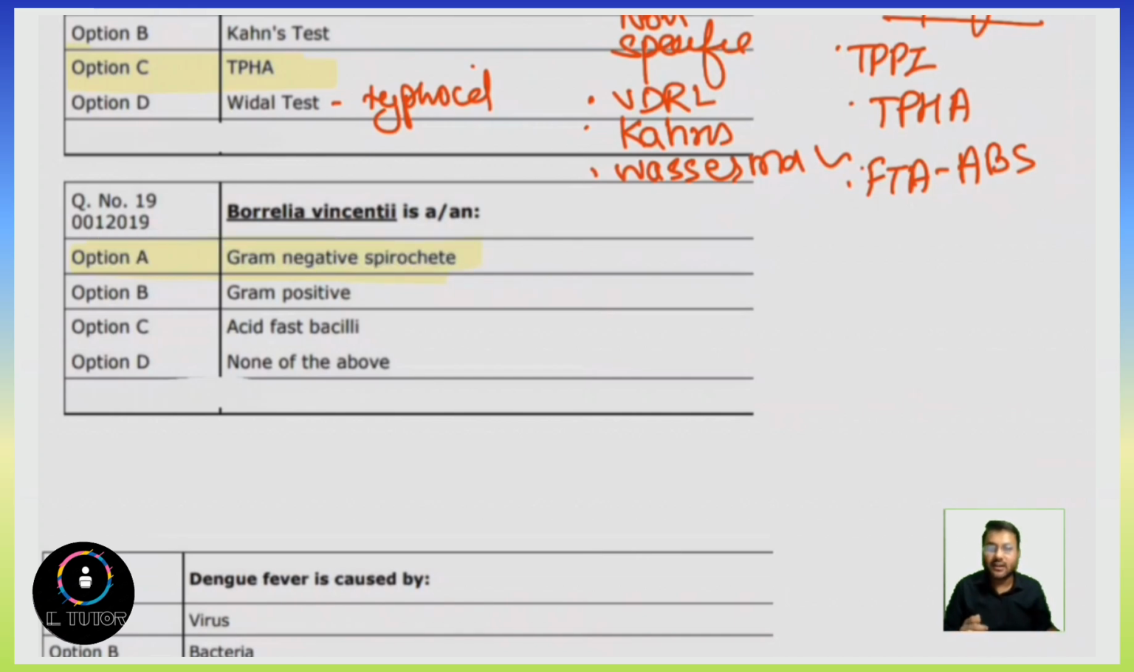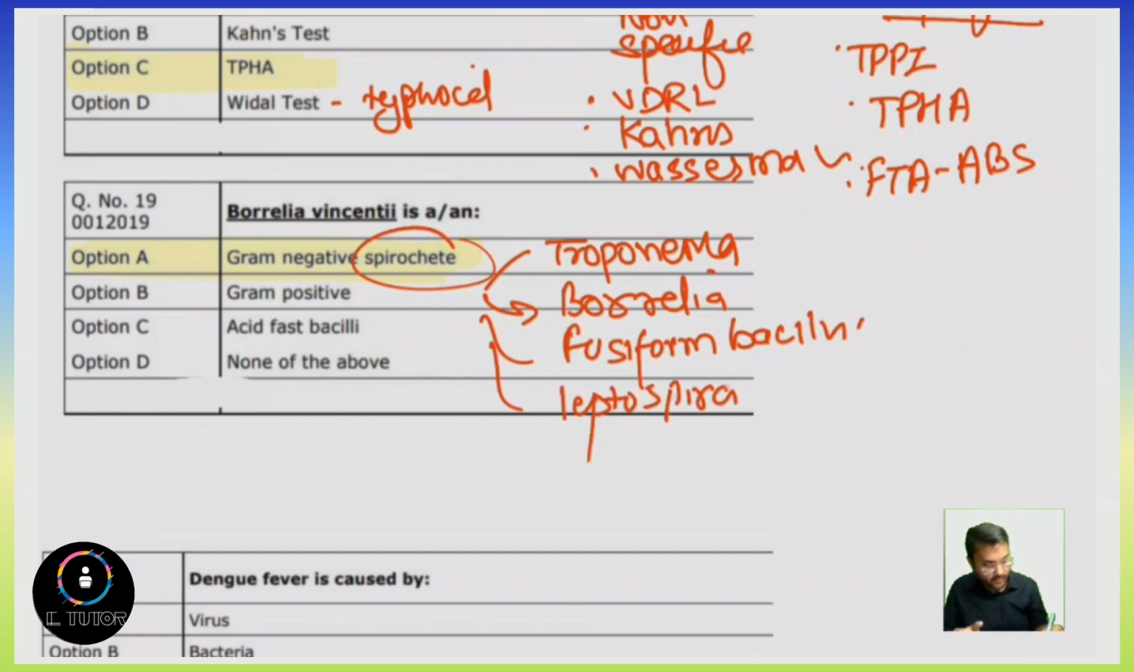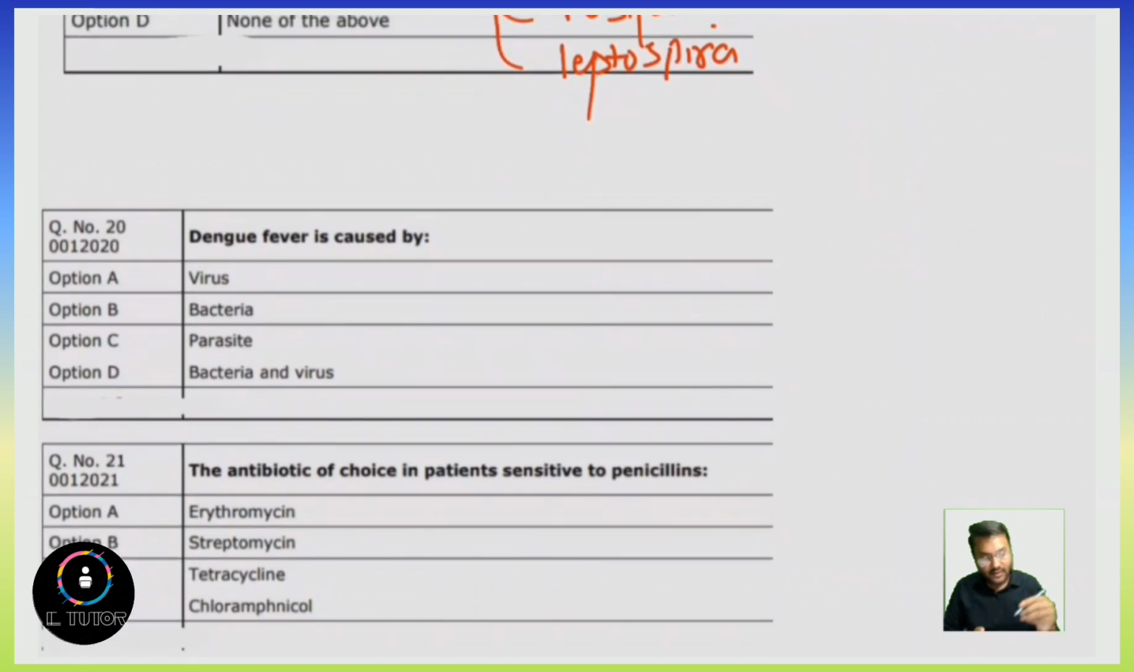Borrelia is a gram-negative spirochete. If we talk about other spirochetes, then one spirochete is Treponema, one is Borrelia, also fusiform bacillus and Leptospira. Next question is dengue fever is caused by. So dengue is a virus, so this is a very direct question. Option A will be the correct answer.